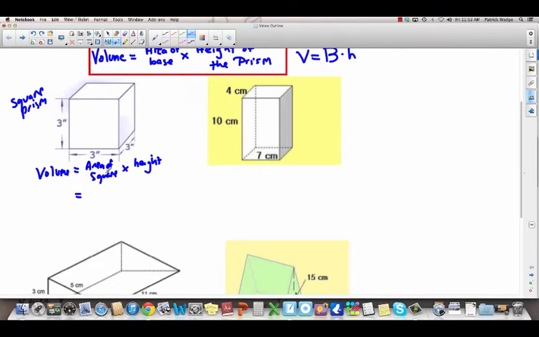Okay, how do we get the area of a square? Do you remember your area formulas? If not, the area of a square is length times width. You could also call it side squared, but I find that almost no one does that. Length times width, and then we'll have to multiply that answer by height.